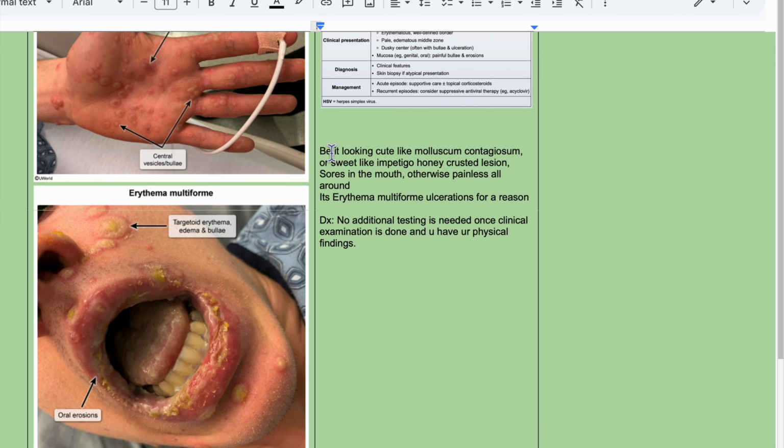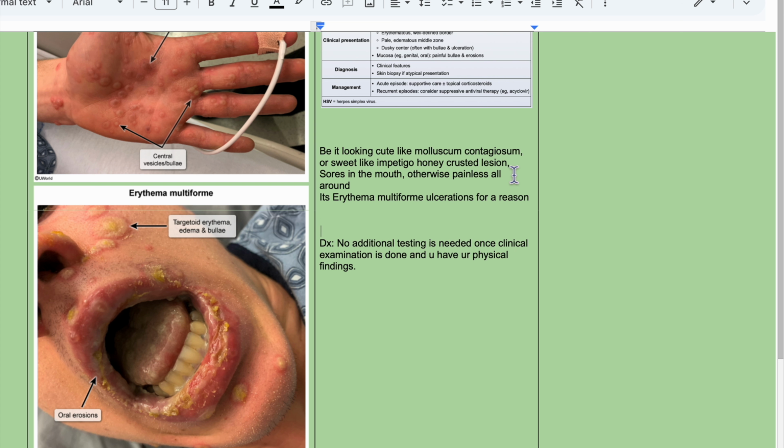Okay, so be it looking cute like molluscum contagiosum or sweet like impetigo honey-crusted lesion, sores in the mouth, otherwise painless all around, is erythema multiforme, ulcerations for a reason. Well, don't make fun of my poems. I like it. Diagnosis: no additional testing is needed once the clinical examination is done and you have your physical findings.